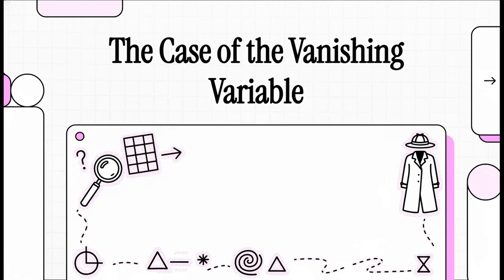Today, we're cracking open a case file from a recent linear algebra exam, specifically question 6. It's this awesome two-part mystery that's got a vanishing variable, a potential secret identity, and a really deep abstract truth at its core. Okay, let's get into it.